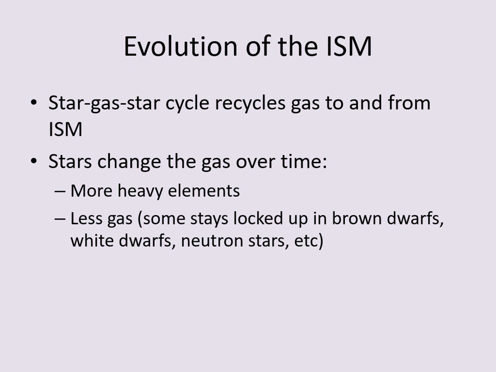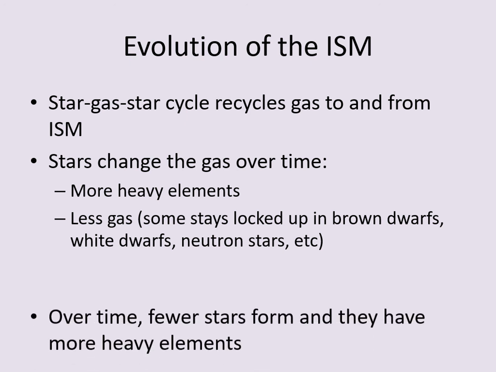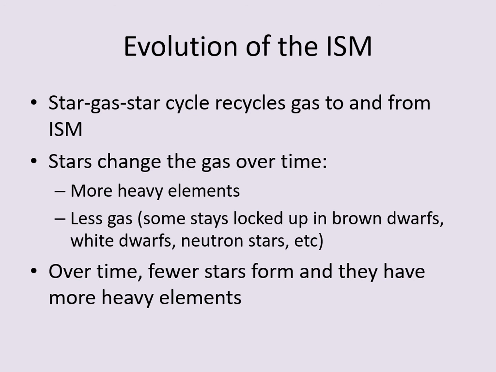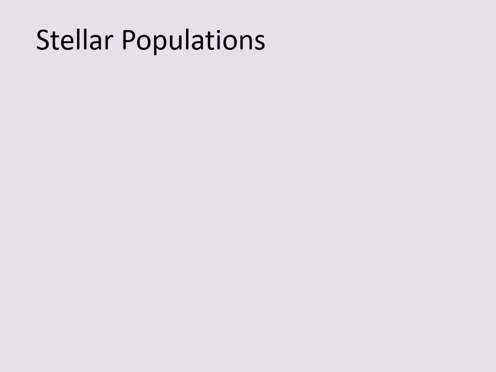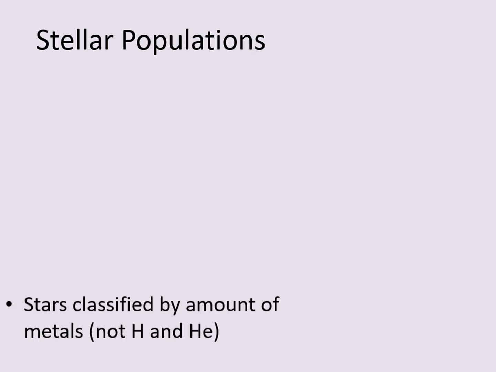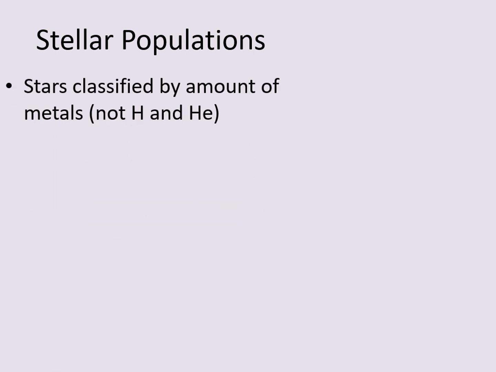This has implications for the stars that form as well. Since there's less gas, there will be fewer stars forming as the galaxy gets older, and these stars will have more heavy elements. We'll come back to this idea when we discuss galaxy evolution. This brings us to a way of categorizing stars by their composition. All stars are mostly hydrogen and helium, but the amount of metals in stars varies. Remember that by metals, we mean any element that isn't hydrogen or helium.